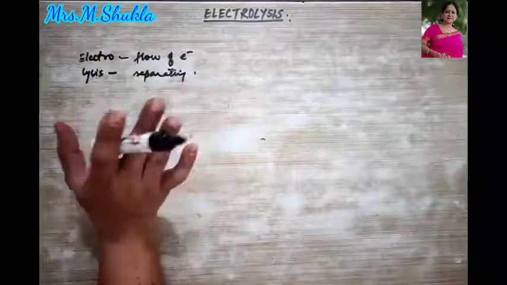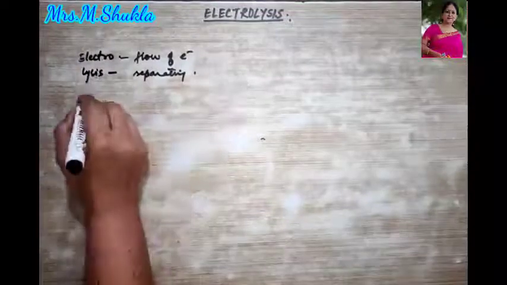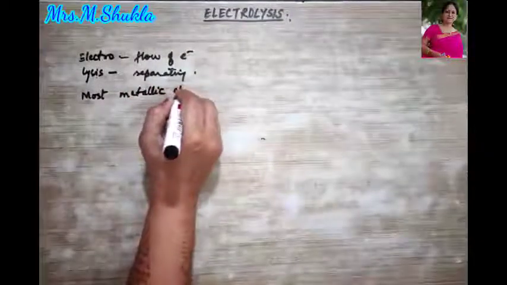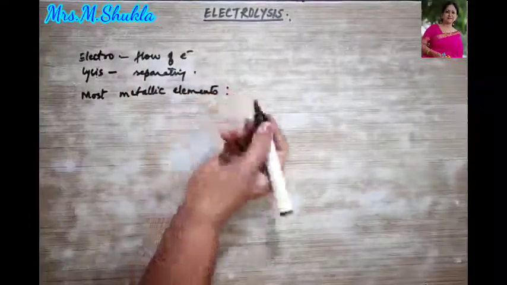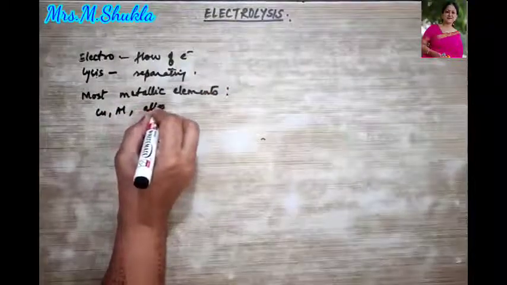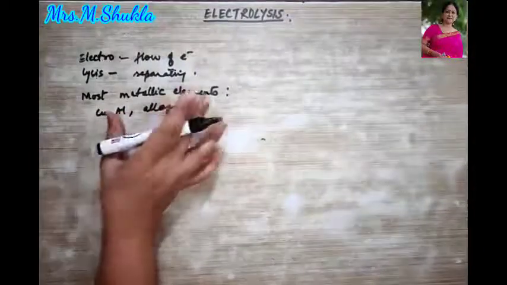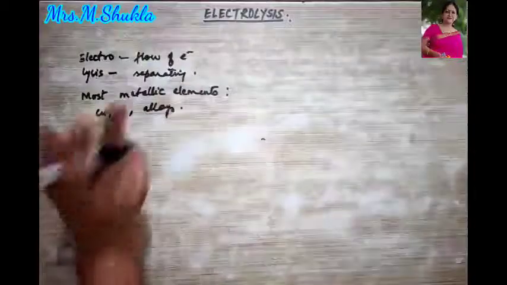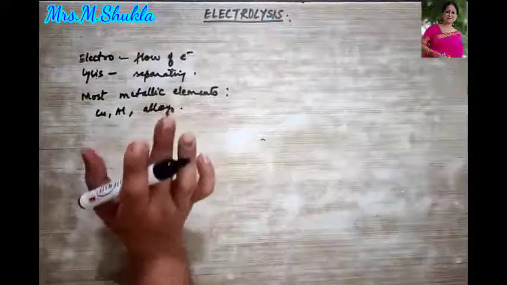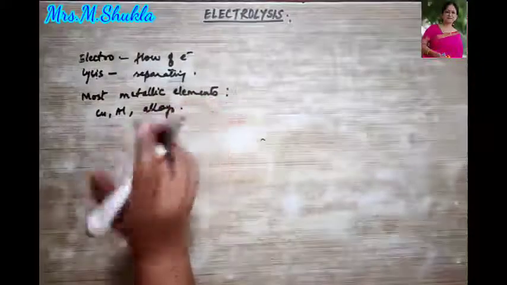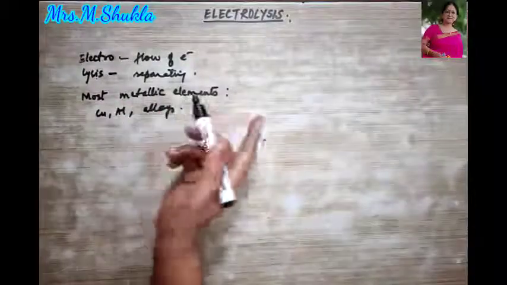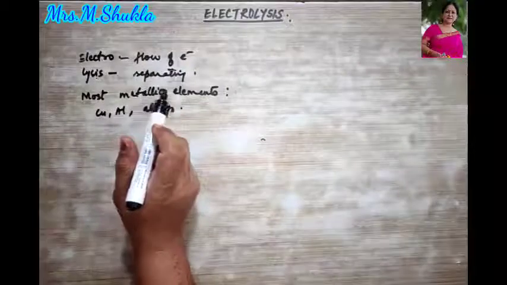Now, coming to most metallic elements, I'm talking about, say, copper, aluminium, right? All the alloys, etc. Whether in their solid state or in their molten state, they always allow an electric current to pass through, but no chemical change takes place over here. So I'm talking about the metallic elements, though they allow electricity to pass through, no chemical change takes place. Is this clear?